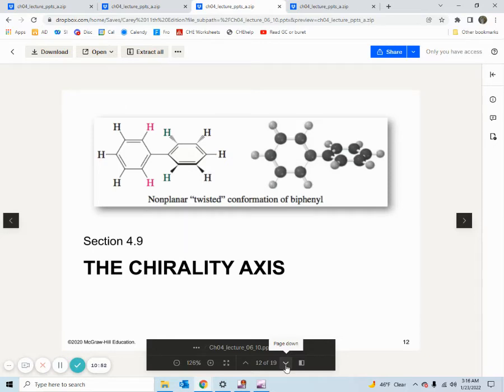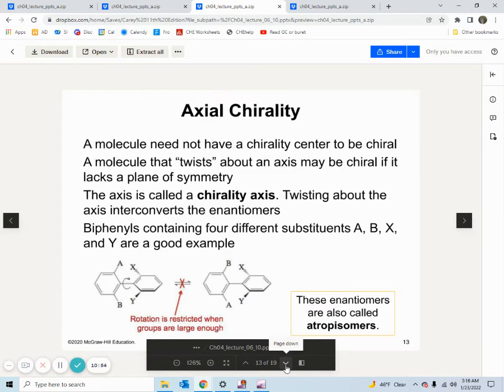In section 4.9, we look at the chirality axis. A molecule need not have a chirality center, by the way, to be chiral. A molecule that does twist around an axis may be chiral if it lacks a plane of symmetry. The axis is called a chirality axis, and twisting about the axis interconverts the enantiomers. Biphenyls containing 4 different substituents, A, B, X, and Y, are a good example of this, and you'll note that rotation is restricted when the groups are large enough. Further, these enantiomers are also called atropisomers.